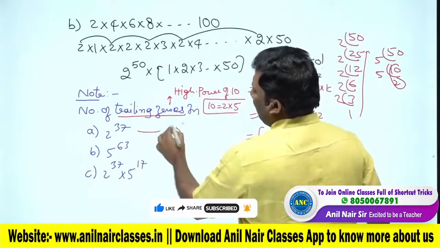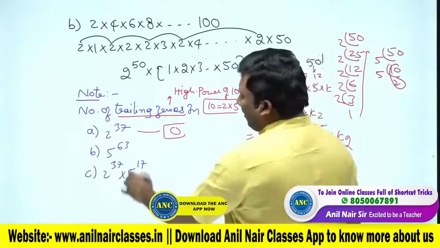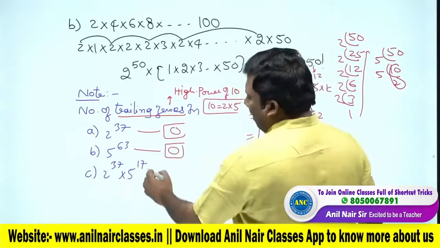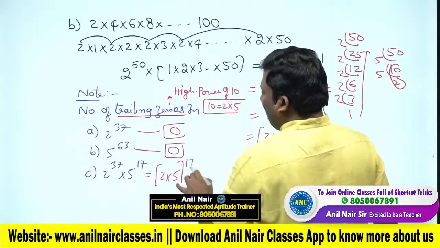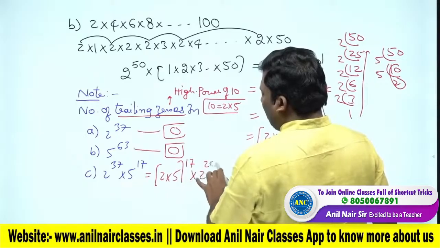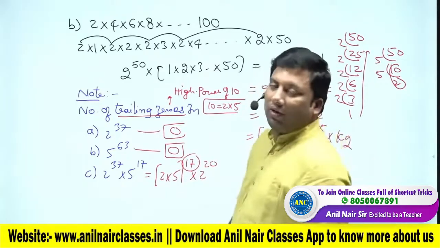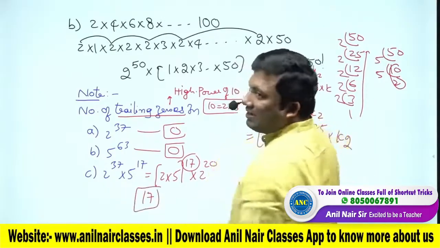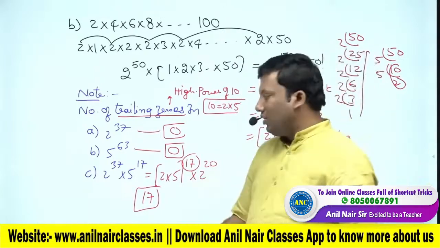So for the number of trailing zeros, only a power of 2 will not give a multiple of 10. Only a power of 5 will not give a multiple of 10. Here, I need a combination of 2 and 5. 2 power 20 into 5 power 17. 10 power 1 will have 1 zero. 10 power 2 will have 2 zeros. 10 power 17 will have 17 zeros at the end.